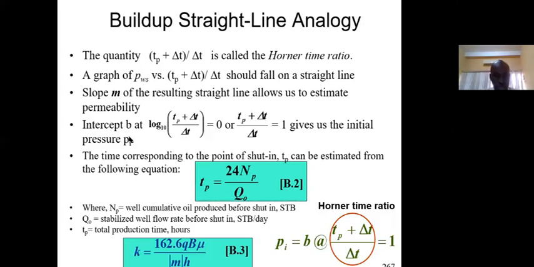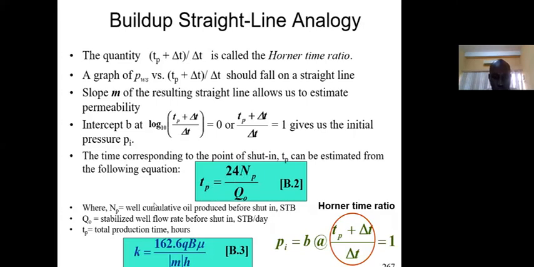Now, so I was where I left off. I said you might be presented with a question where you are not supplied with the producing time. Equation B2 comes in handy. Here, the producing time can be estimated from Np, which is cumulative production, and Q naught, which is the rate.